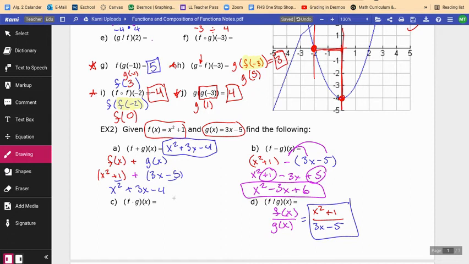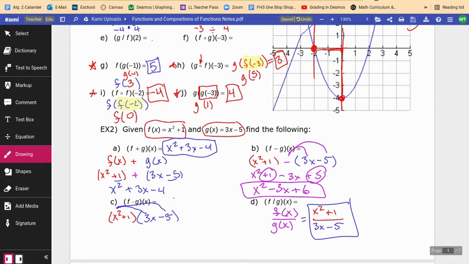And then part C, we have, again, f of x times g of x. So f of x is x squared plus 1, and then we're going to multiply that times 3x minus 5. And so here, we need to talk about how to multiply two factors. In order to multiply two factors, this is just distributive property.